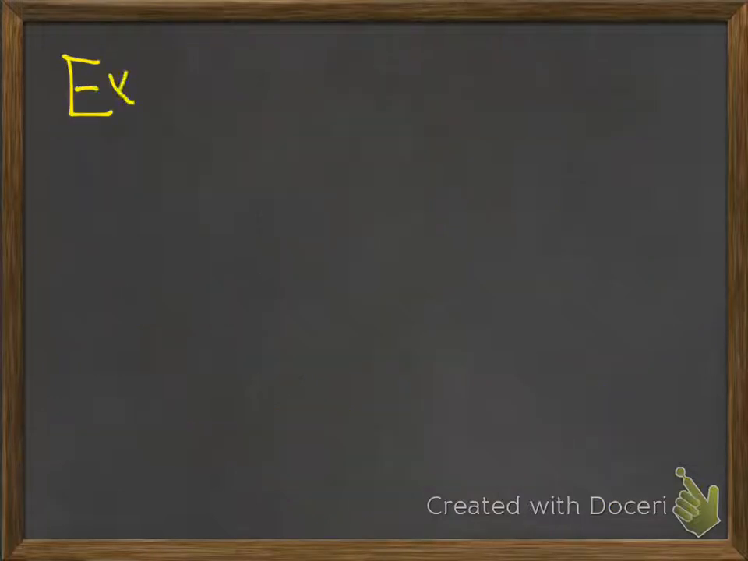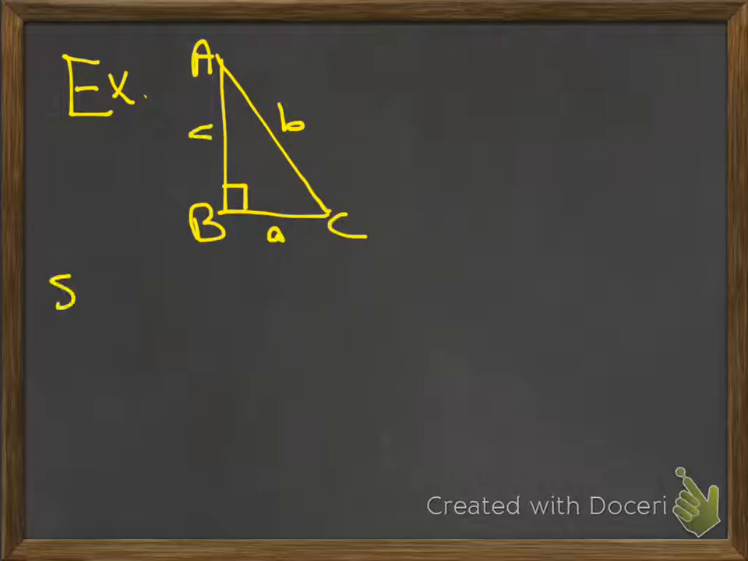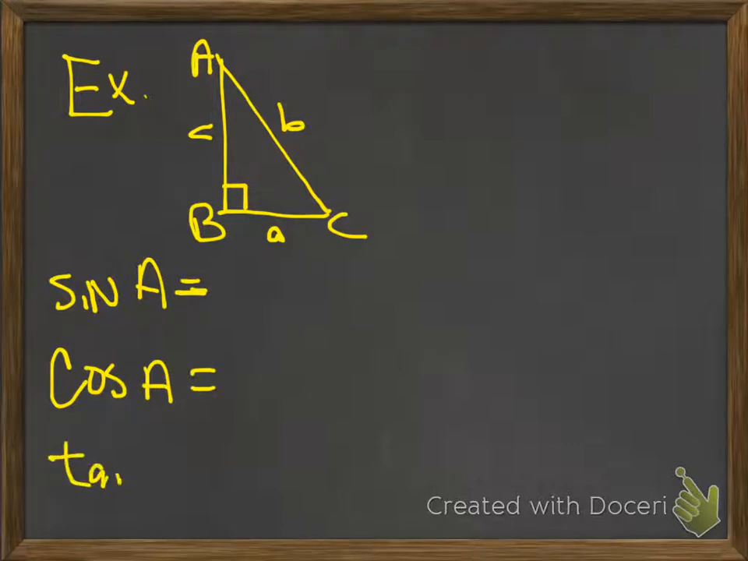So how do I do this? What does this look like? Well, here's an example. Here's a triangle, and I'm giving you the angle and the measurements of the sides. So from here I can answer what is sine A, what is cosine A, what is tangent of A.